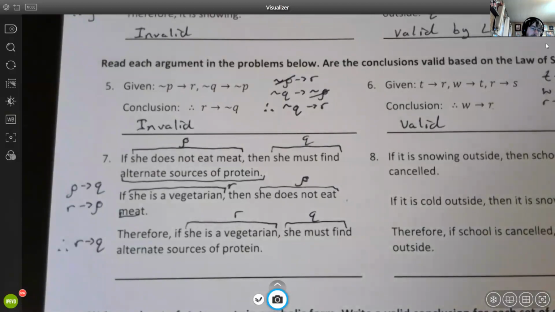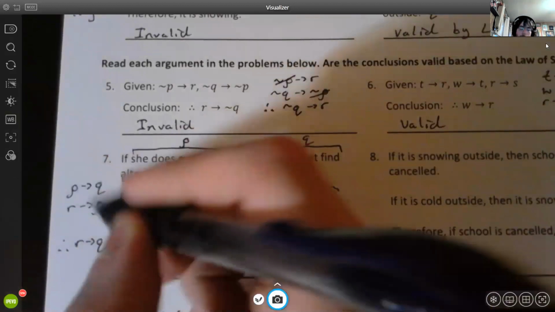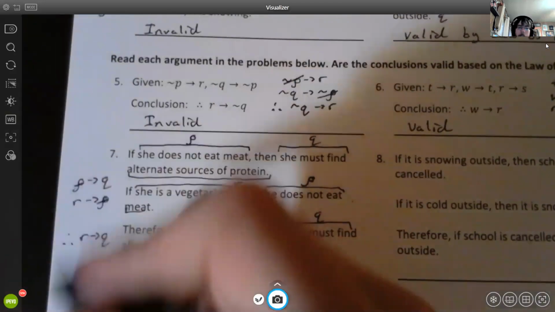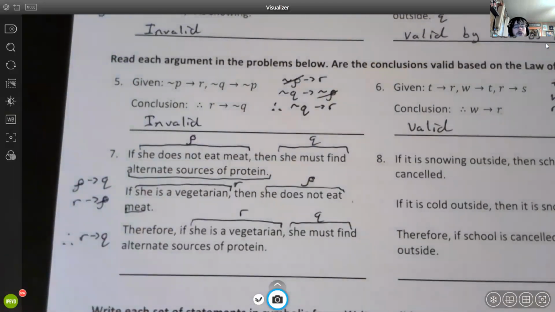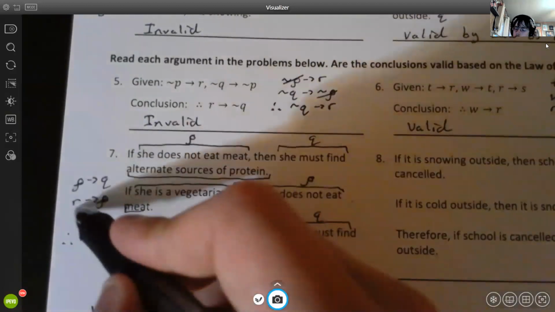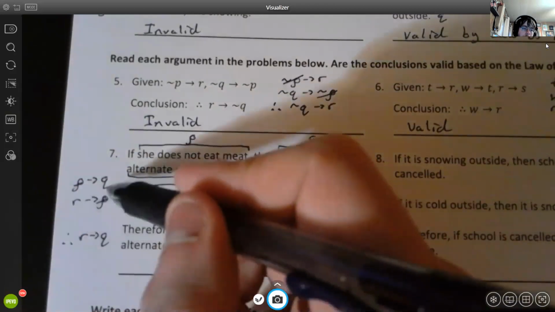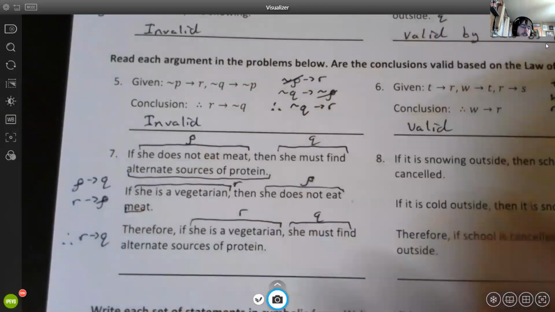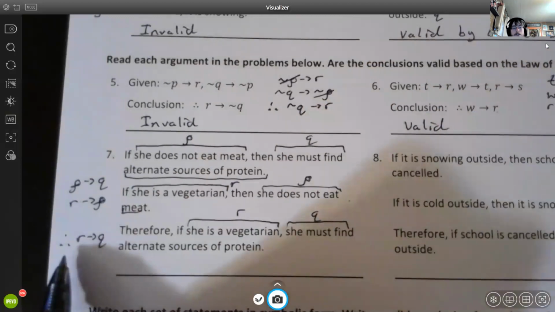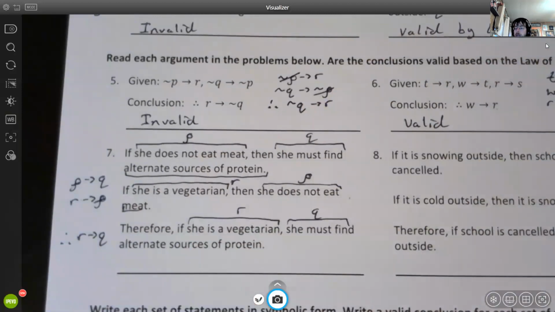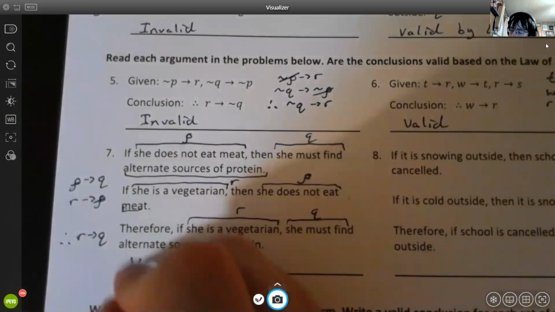All that matters is that one of them does. Well, we see that our P's match on the diagonal here, so we can cancel those out. And the other remaining letters drop down in their appropriate spots. So R is left on the left side and Q is on the right. And if we look at our conclusion, it says, therefore R implies Q, which is what happens when our P's cancel out there. So this would be valid.